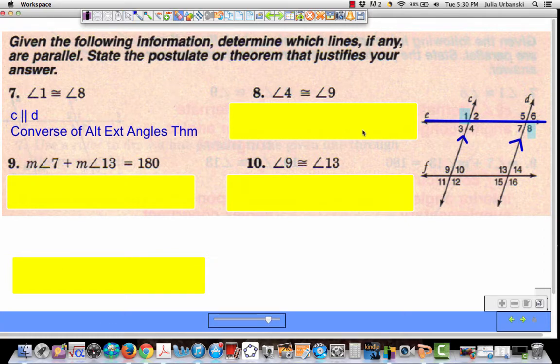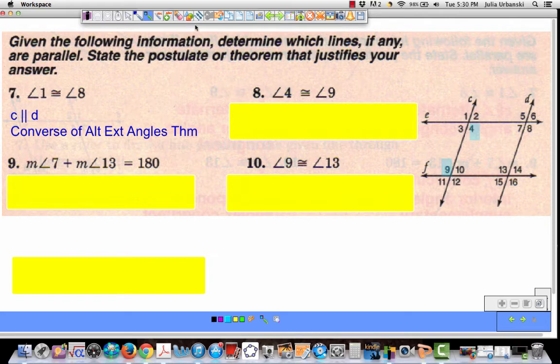I know this is tricky at first, so just write that down for now and concentrate on this next one with me. Number 8, it says that 4 is congruent to 9. Angle 4 here is congruent to angle 9.